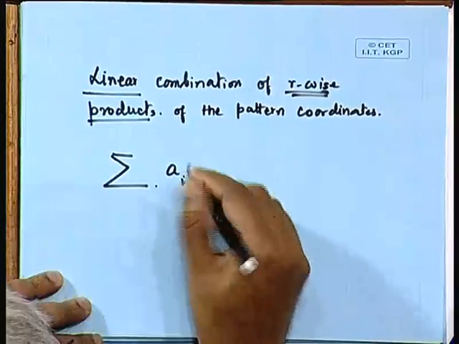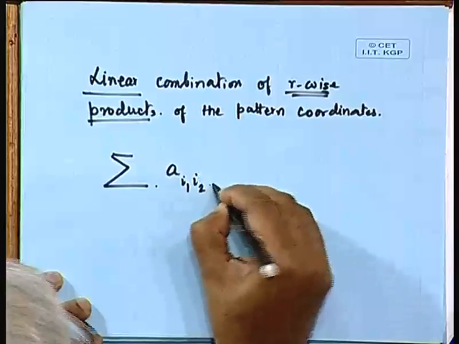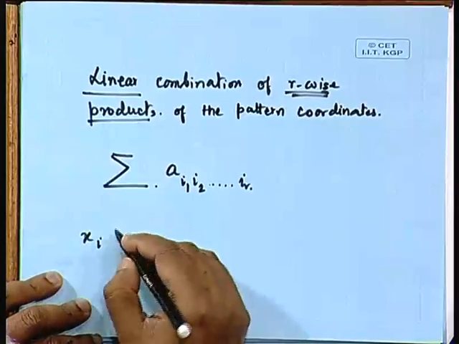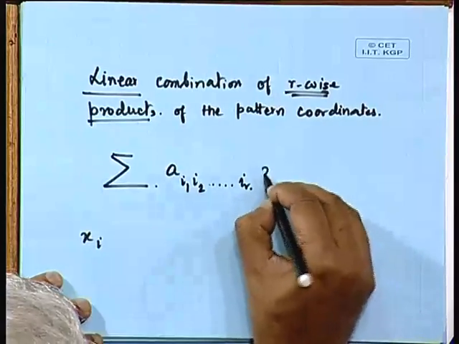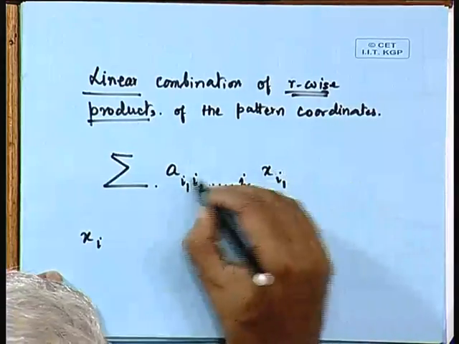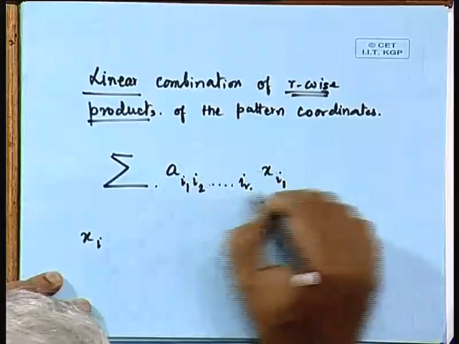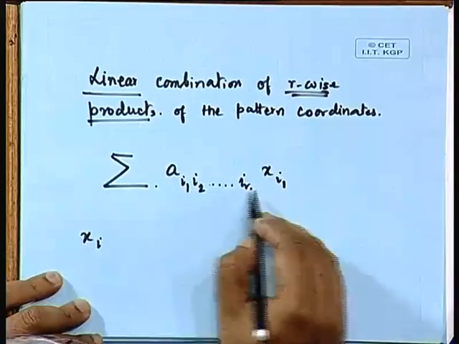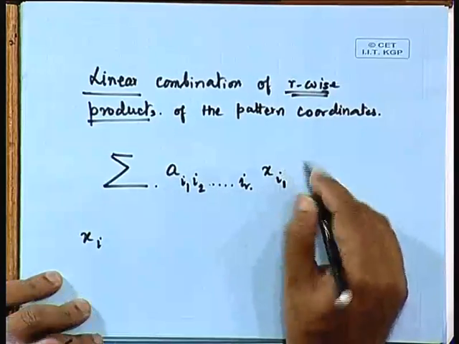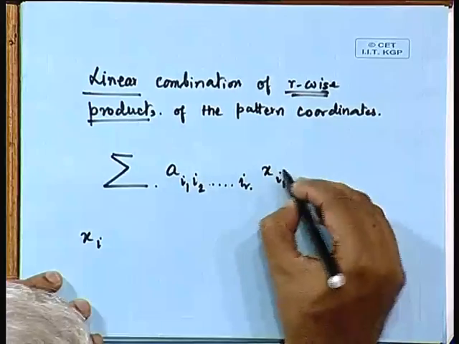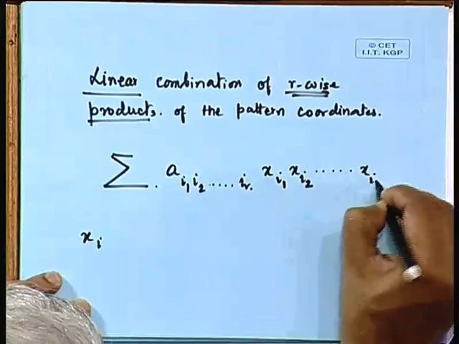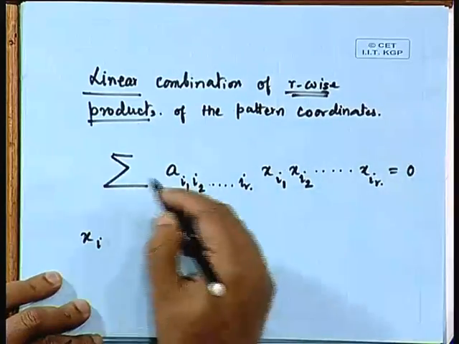In fact, let me first write it down, then I will explain. It is of this form: there is a coefficient a, which is written with a very long superscript i1 i2 up to ir, and then we have the cross terms, which are xi1, xi2, etcetera, up to xir, and the summation of this is equal to 0.